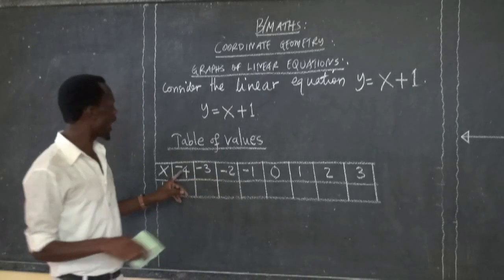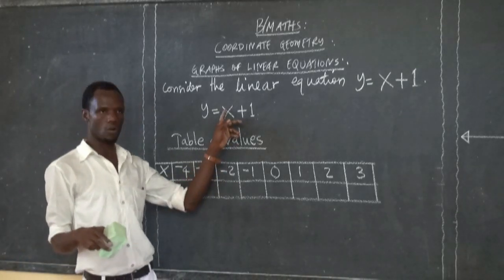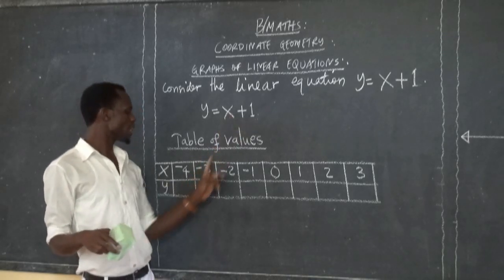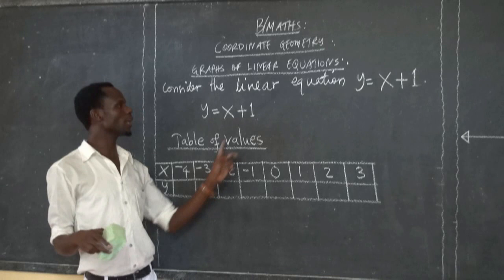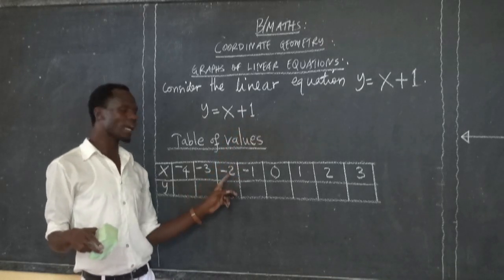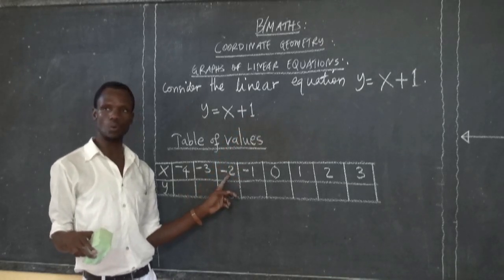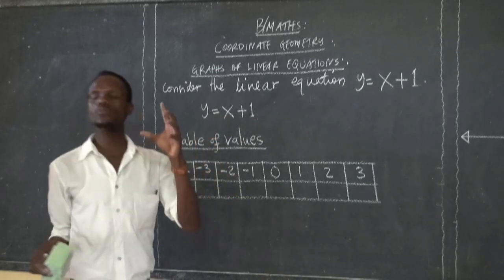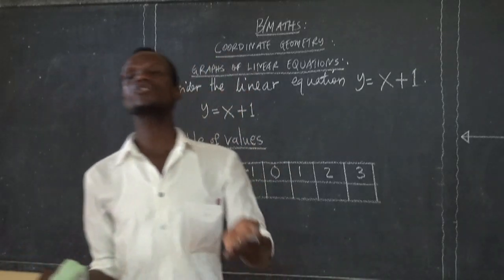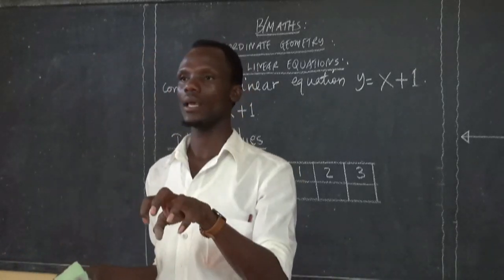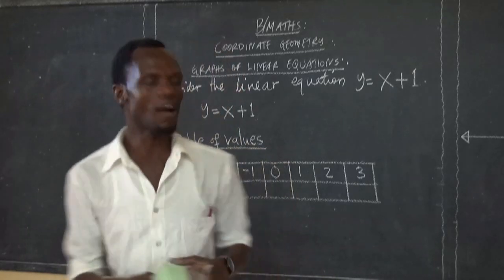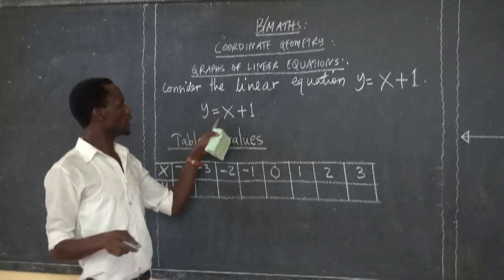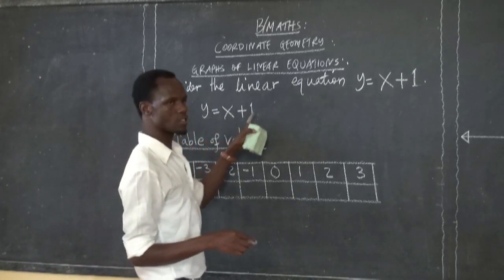Where there is x, you put -4 so that you can find the value of y. Where there is x, you put -3, and where there is x, you put -2, so that you can obtain the value of y. That is the principle. You do it from the equation y = x + 1.